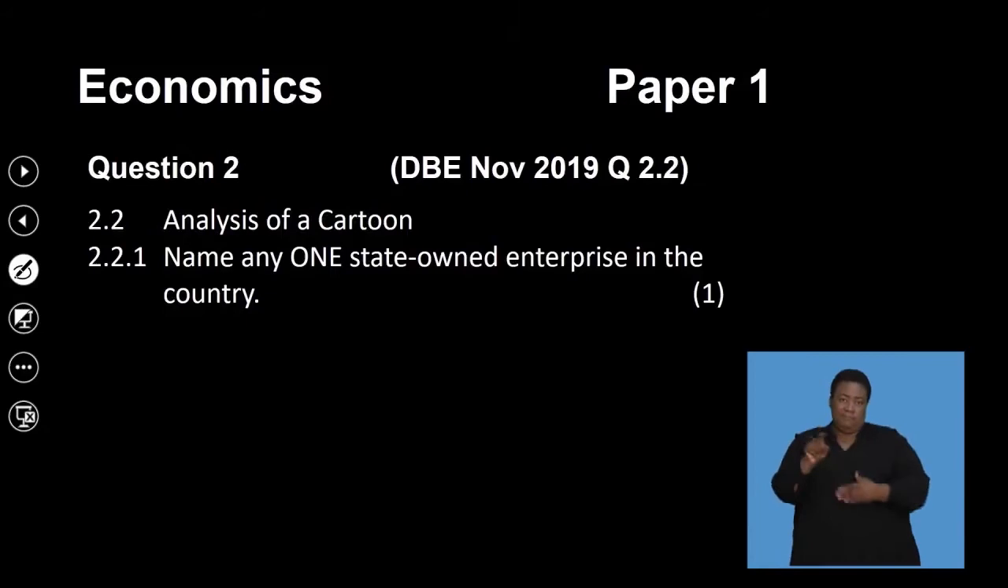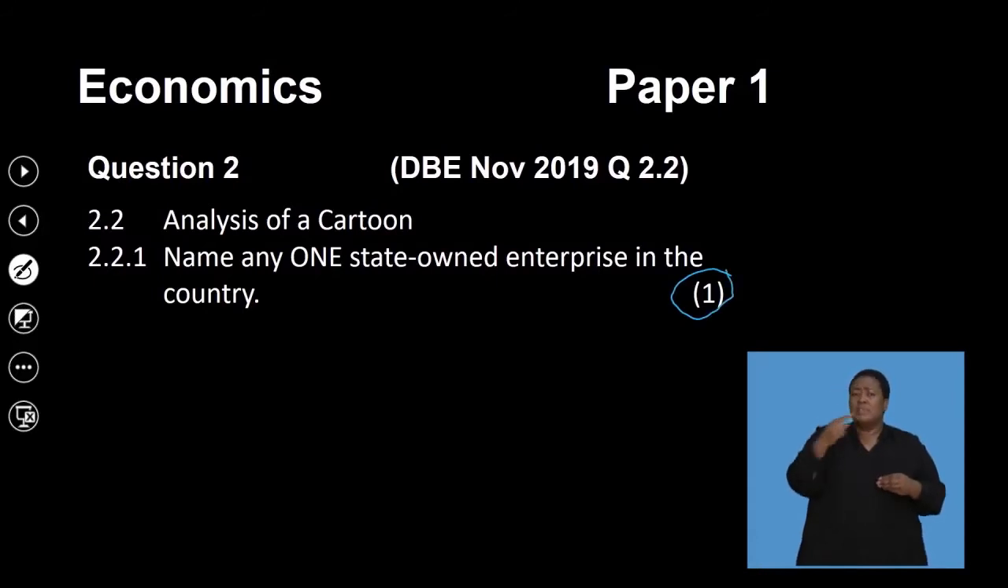Let's look at our questions. Our first question says, name any one state-owned enterprise in the country, right? Remember I said, guys, the marks that you get per question guide you in terms of how you should approach the question. For example, this one says 1, and it's typically a 1-mark question there.